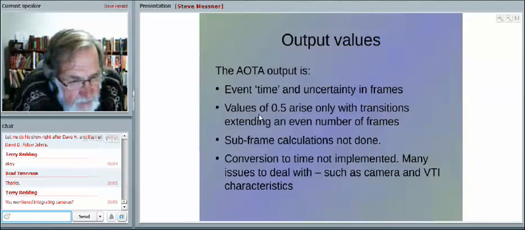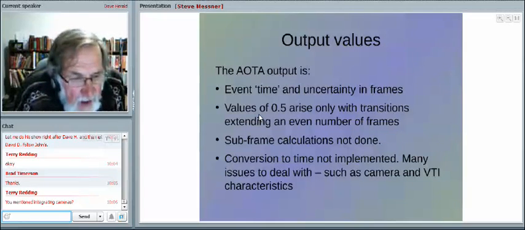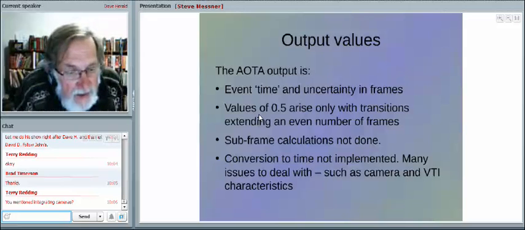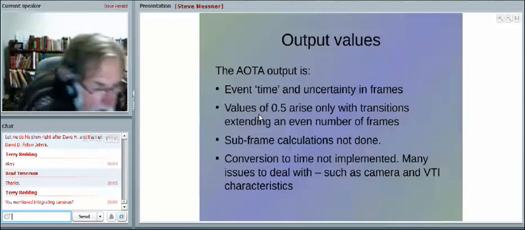I have not implemented conversion to time, mainly because it's a very complex issue to get the time conversion. You've got to deal with camera characteristics and VTI characteristics.